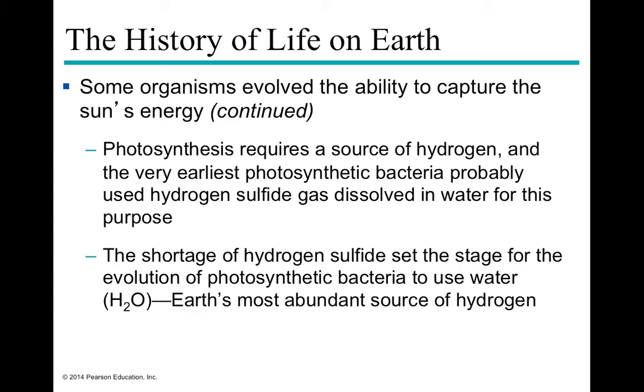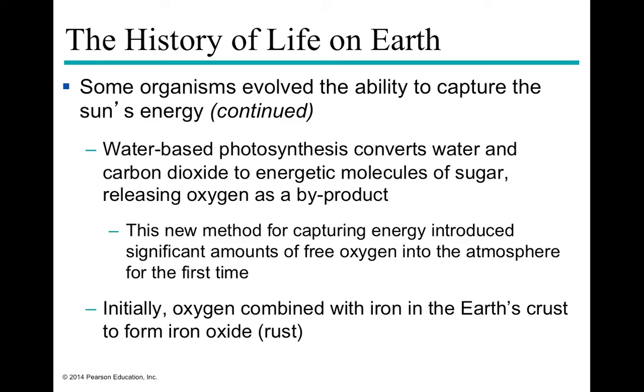Again, they're using the sunlight to harness that energy and turn it into sugars, and therefore being able to replace hydrogen sulfide with water, the most abundant source of hydrogen, means that now they have an almost unlimited ability to photosynthesize. Now, photosynthesis using water uses water and carbon dioxide as the reactants, and it converts them into sugar and releases oxygen. So over time, we're now emitting a significant amount of free oxygen into the atmosphere for the first time.